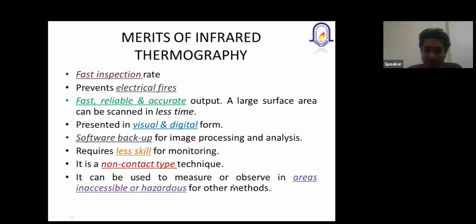It can be used to measure or observe areas inaccessible or hazardous for other methods. There are some methods, for example, the rebound hammer. If we have to use the rebound hammer, we have to go to that place and take the readings for it. But in this case, can we take this? I agree that we can't directly get the strength out of this, but whenever we get the thermogram, we can check where exactly the strength is less. We can't get it quantitatively, but qualitatively.